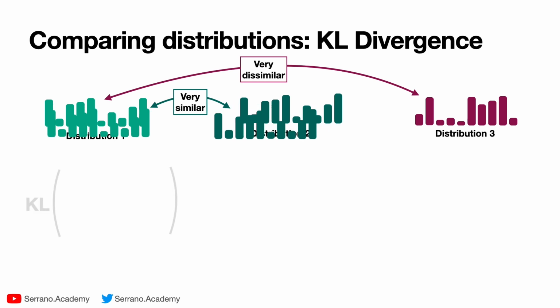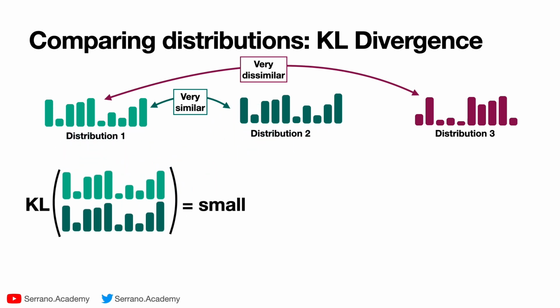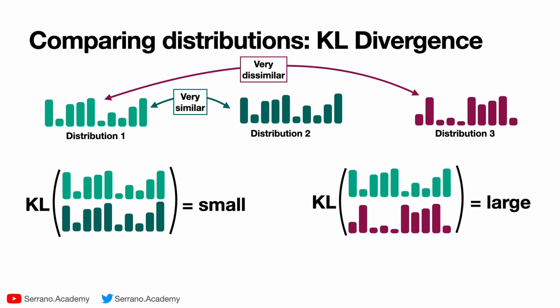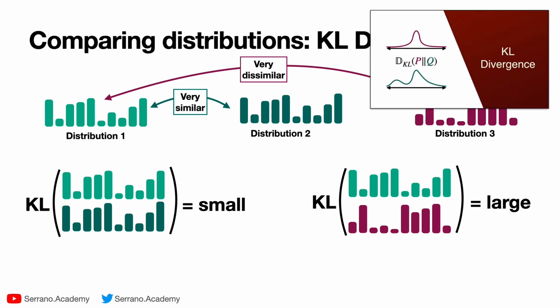And what KL divergence does is it takes a pair of distributions and returns a small number if they're very similar and a large number if they're very different. The formula for KL divergence is this one over here. Now I won't get into detail in this video, but I've made a video dedicated only to KL divergence. So if you want to take a look at that video, the link is in the comments.